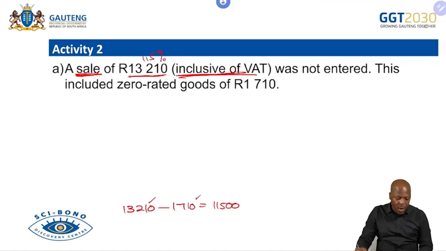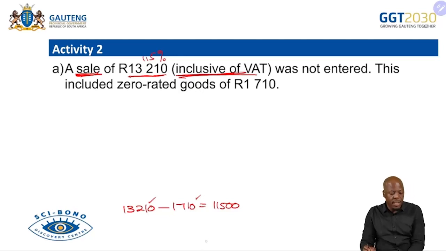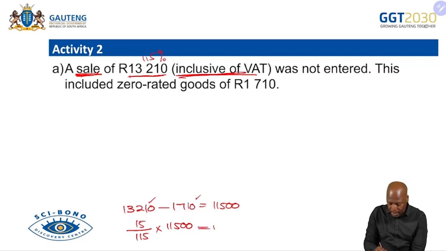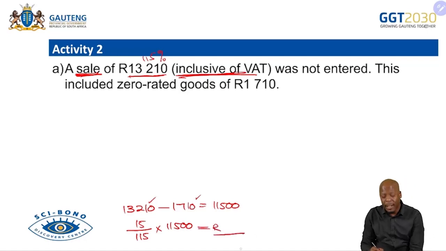11,500. And then we can now calculate our VAT on this 11,500. How do we do that? Remember, they say that amount is inclusive. It includes VAT. So what do I want? I want VAT. What do I have? Inclusive. 15 over 115 multiplied by 11,500. Please punch that in the calculator. Give it to me quickly. Anyone? Thank you so much. Someone is saying we get 1,500. That becomes my VAT.